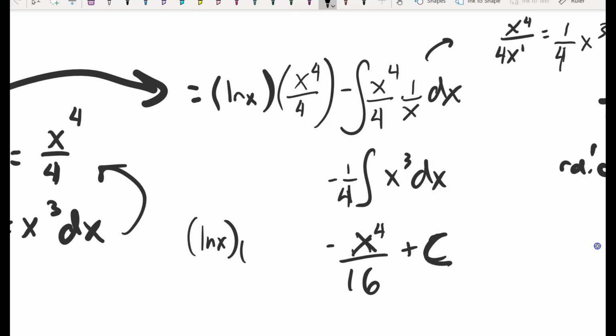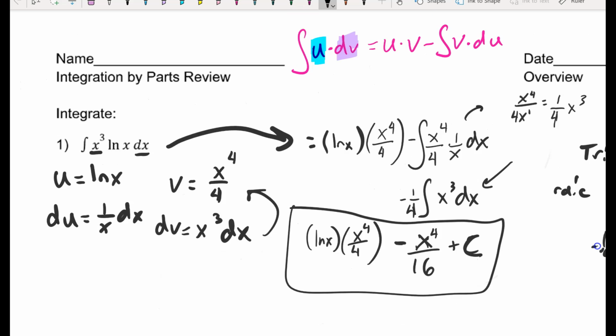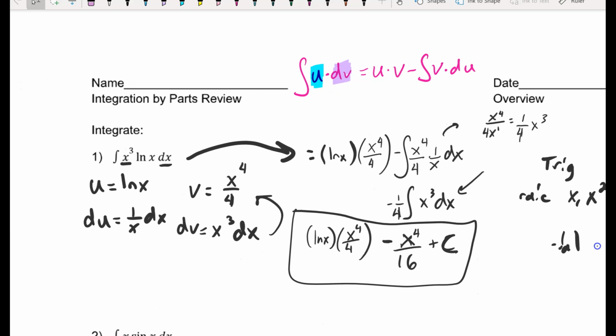ln of x times x to the fourth over 4. Now I know some of the problems we've done have been a little intensive, but you'll know when you're done when you're able to take the integral of what you have on the right hand side there. So this would be my final step in finding the antiderivative of x cubed ln of x dx. And if you're not sure, you could always differentiate, right? You could use the product rule here, use the power rule there, and just make sure you get the same thing back.